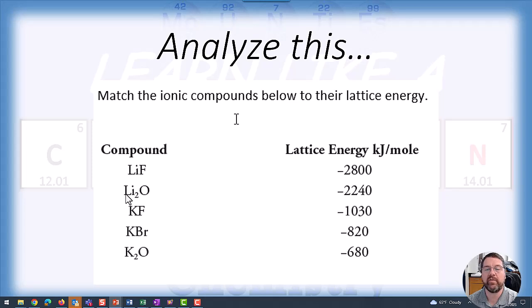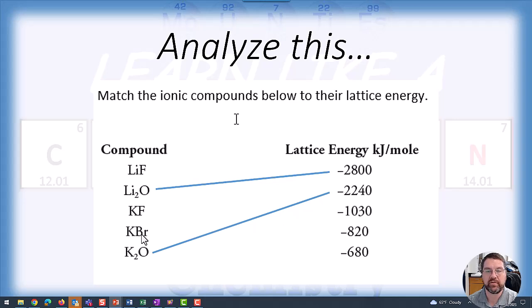So that means that lithium oxide, by a combination of its charge distribution and also the size of the cation, is going to be associated with the highest of our lattice energies, followed by the potassium oxide. So now we have these three remaining lattice energies and three compounds. They all have +1, -1 for their charges, so we are left with the ion sizes as our determining factors.